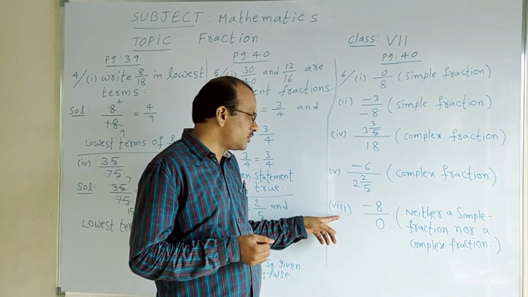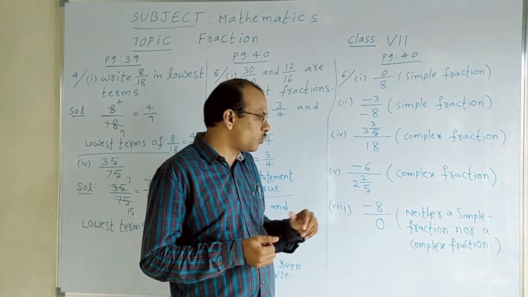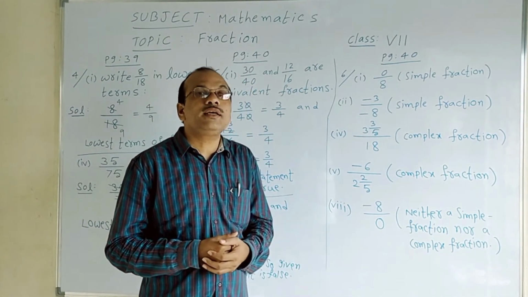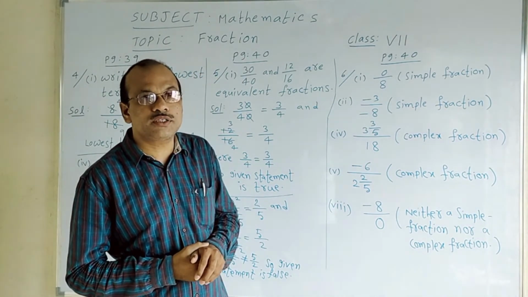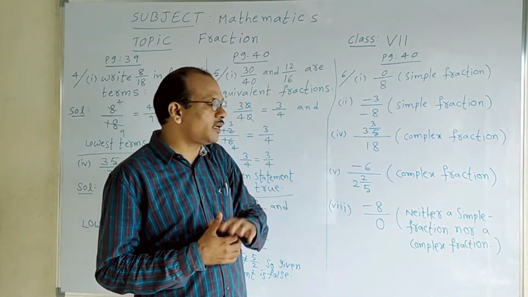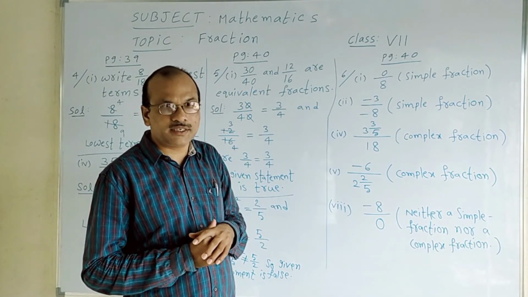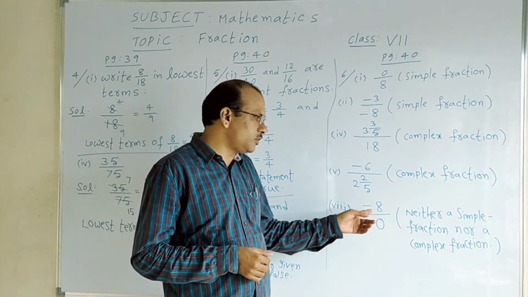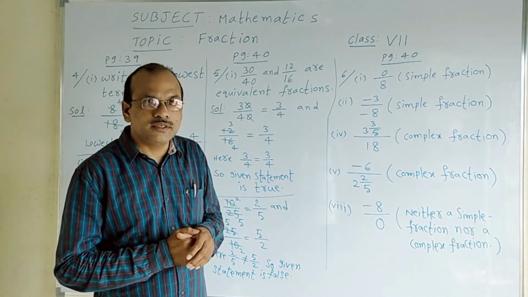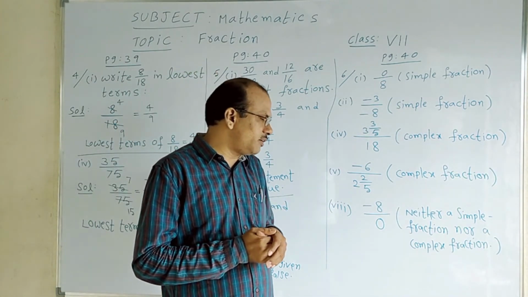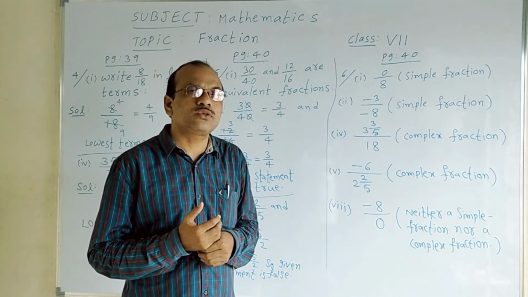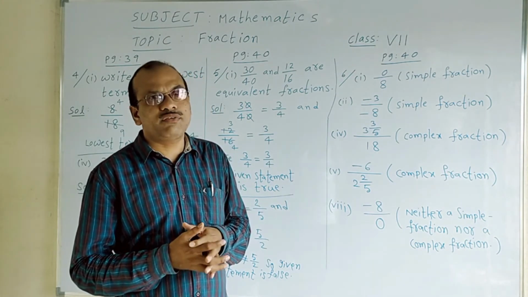Here see once, the 8th one, minus 8 by 0. Division by 0 is actually not defined. Division by 0 is not defined. That's why it is neither a simple fraction nor a complex fraction. That means since 0 is there in the denominator, it is not defined, because when we divide anything by 0, we will not get any answer. That shows that it is not defined. Is it clear for you, children?